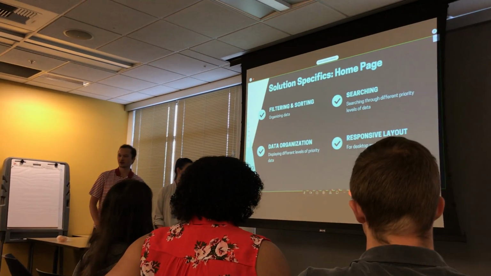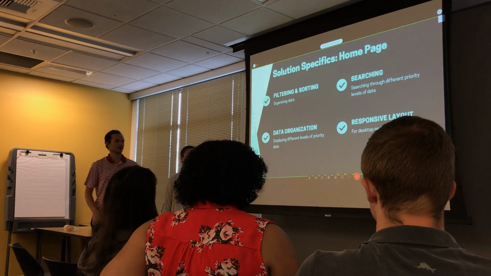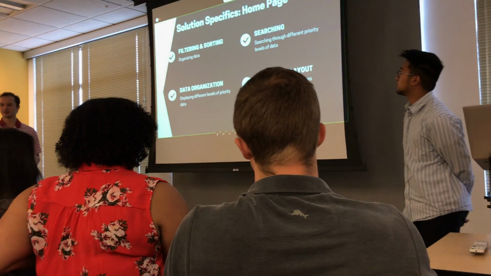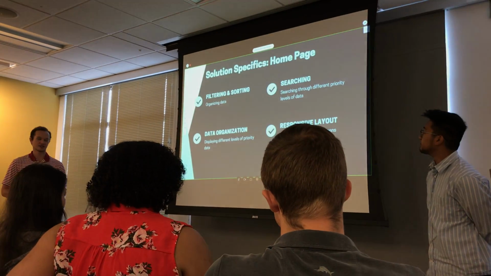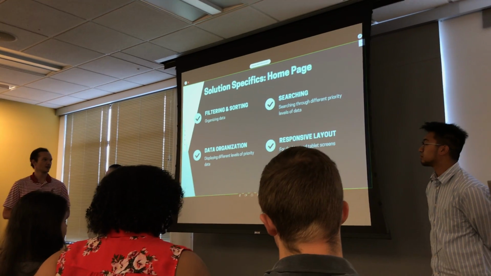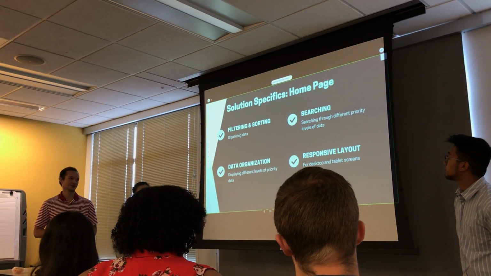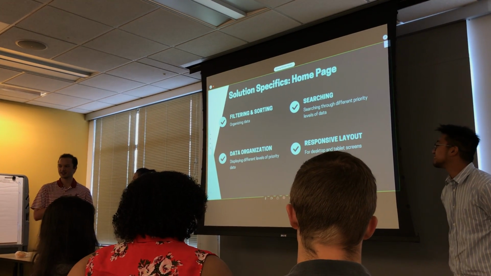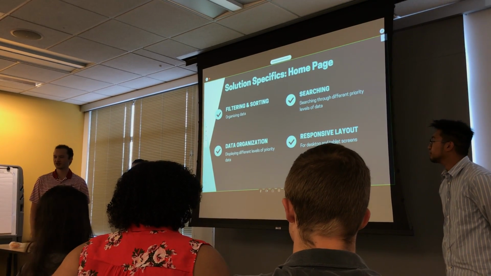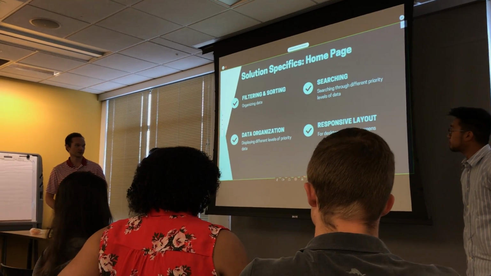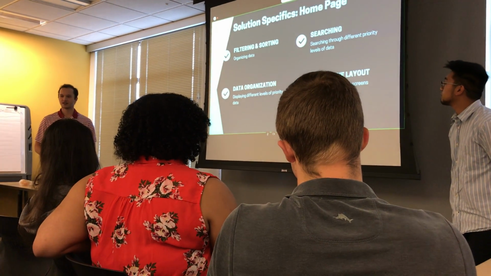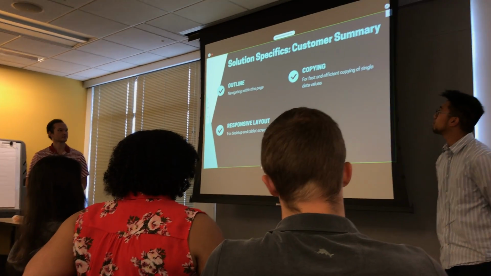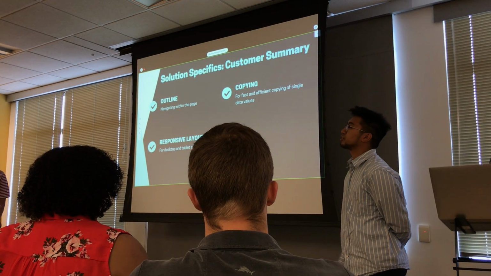So in our project, we have two main pages, the home page and the details page. On the home page, we wanted to accomplish these four things. Filtering and sorting, so dealers can easily filter and sort through all their quotes because they're usually receiving more than 50 quotes. Searching, so they can search through all their quotes. Data organization, so presenting all of the data in an easy to digest way, because there's a lot of information that needs to be processed for each quote. And a responsive layout, so dealers can use it on desktop, laptop, and on tablets, which are the three main use cases.